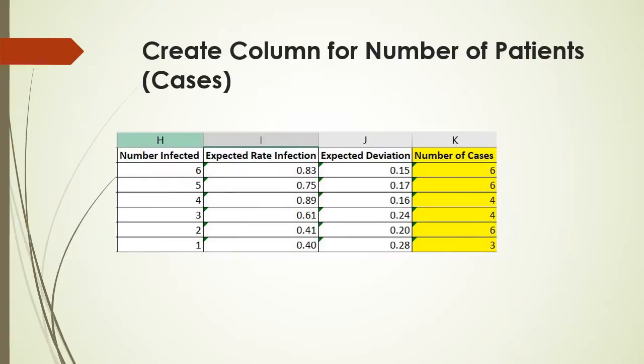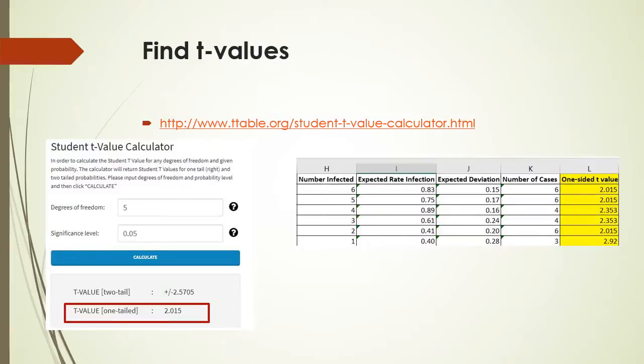Then we create a column for the number of cases or patients in that week. For example, the number of cases in the first week is 6. We then find the one-sided t-values for each time period by entering the degrees of freedom and significance level. To find the degrees of freedom, subtract 1 from the number of cases in each week.